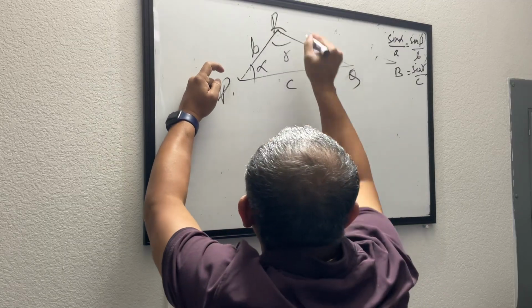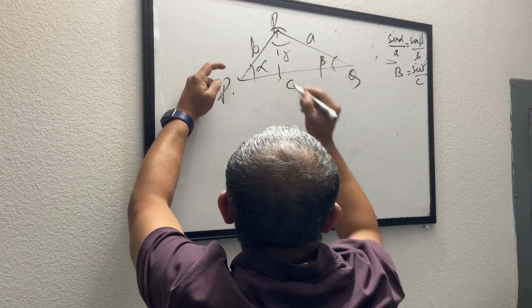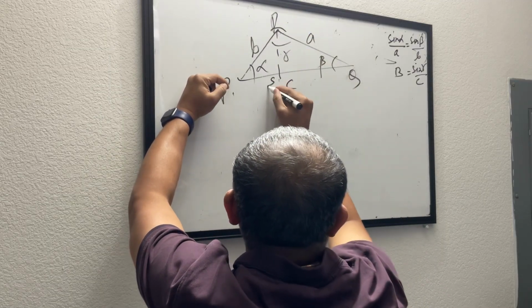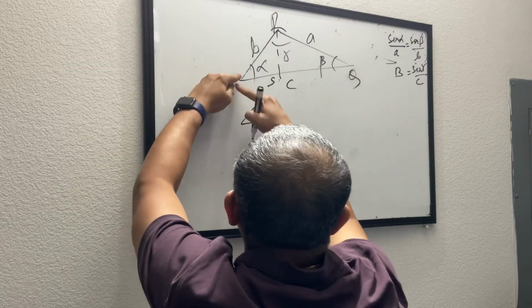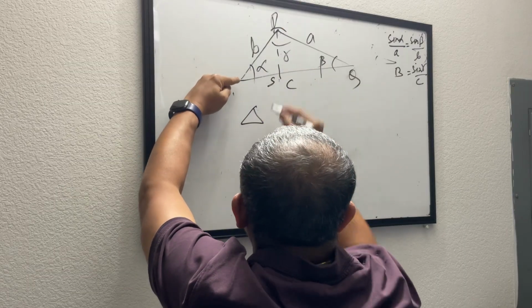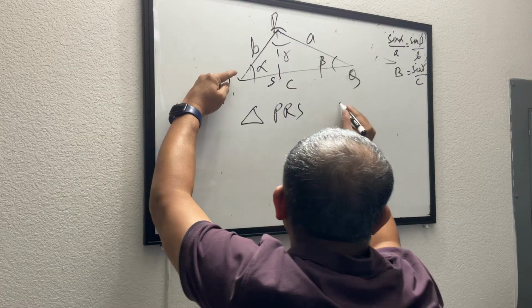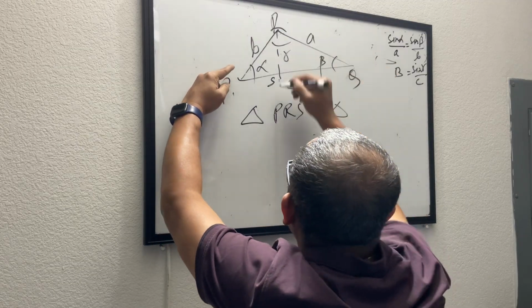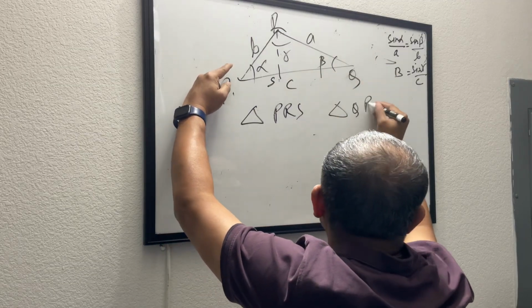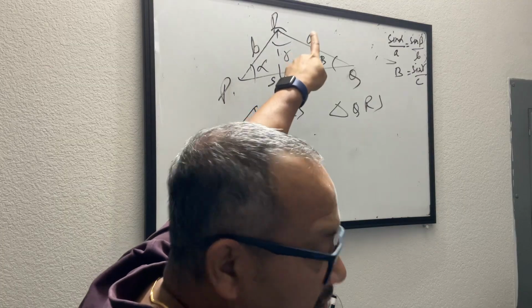PQR. And we draw the perpendicular from here, this is meeting at, let's say, S. So we got two triangles, PRS and triangle QRS. These are two right angle triangles that we got by dropping a perpendicular.